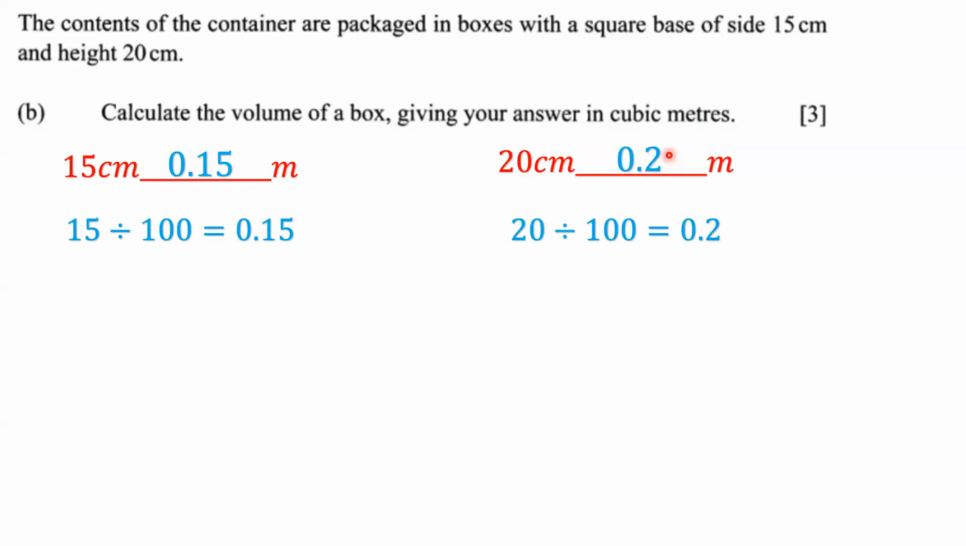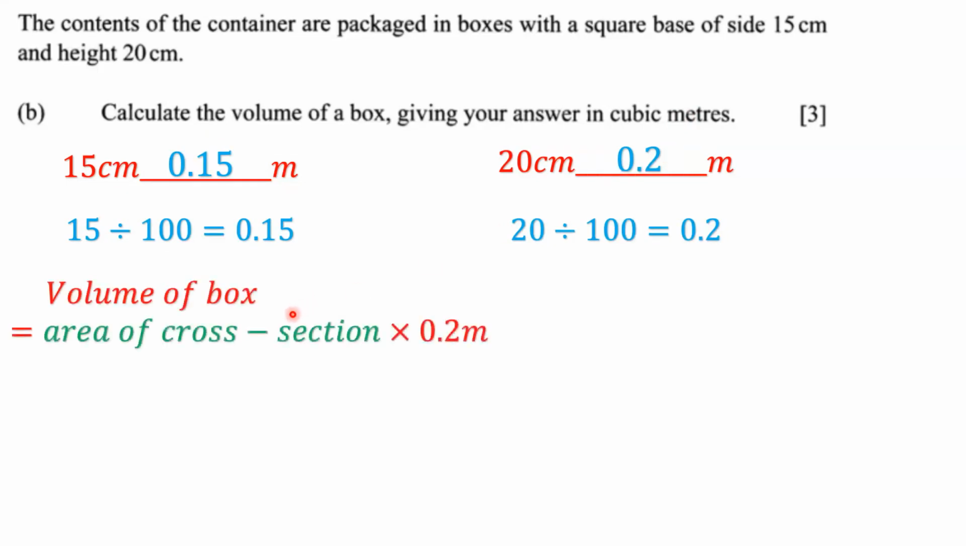Okay, so now we need to find the volume. The volume is going to be the area of the cross section multiplied by the height or the length, which is 0.2 meters. Now, what's the area of the cross section? They say that it's a square base, right? So if it's a square base, that means that the cross section is a square. So we need to find the area of that. And the area of a square is just going to be length times width. And the length is 0.15 meters, and the width is 0.15 meters, because it's a square, and so all the sides are going to be equal.